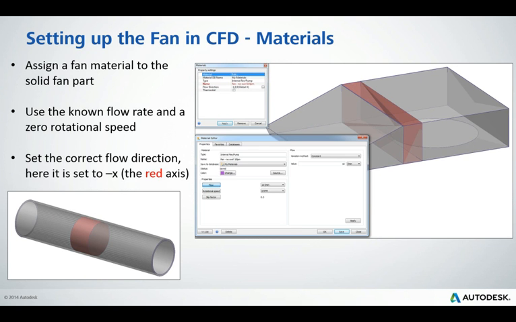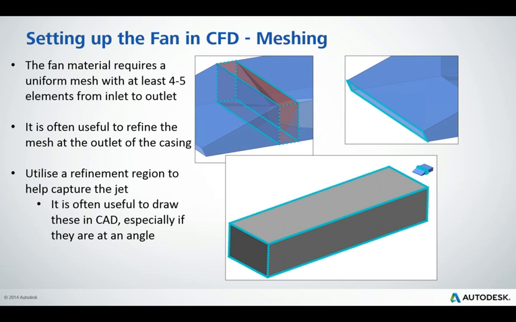We need to be very specific about the meshing. This applies to every analysis we run with any kind of simplified fan part or resistance part, which is essentially a filter.